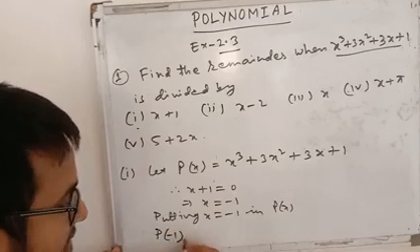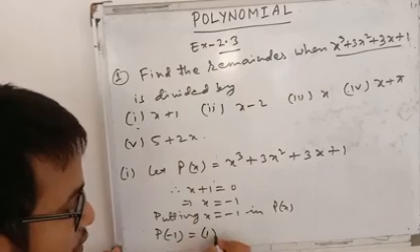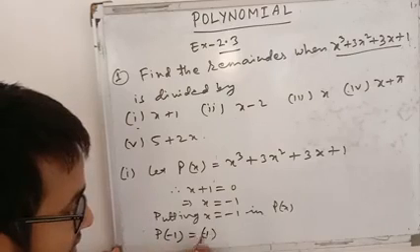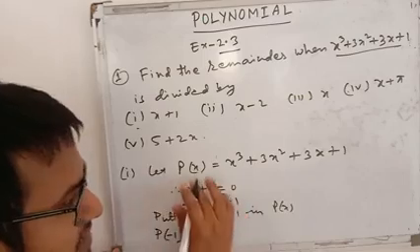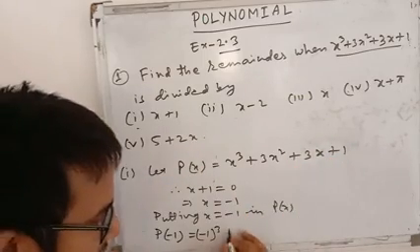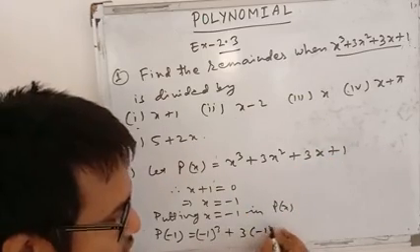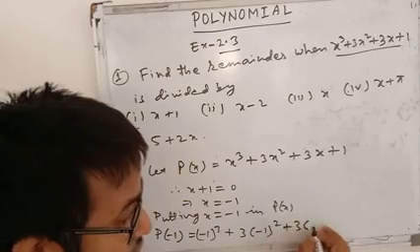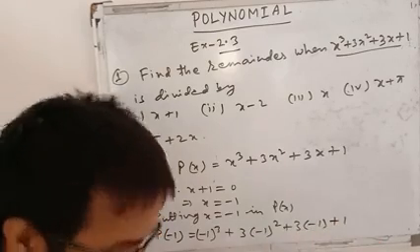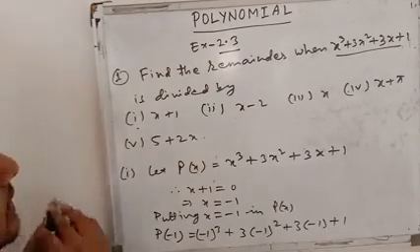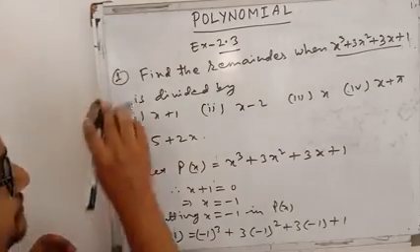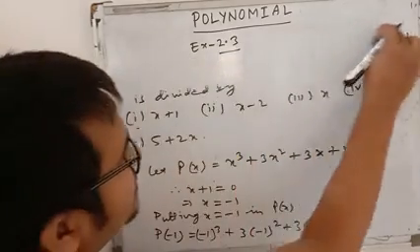P of minus 1 is equal to, sorry, this is minus 1. Okay, minus 1 cube, just replace all x by minus 1, plus 3 into minus 1 square, plus 3 into minus 1, plus 1. Okay, now you try to calculate this. What will come? I am rubbing this question.